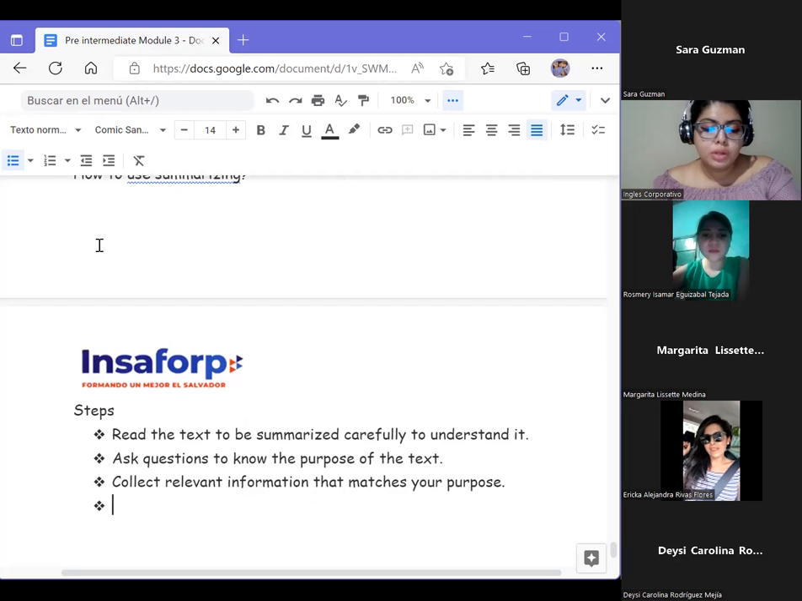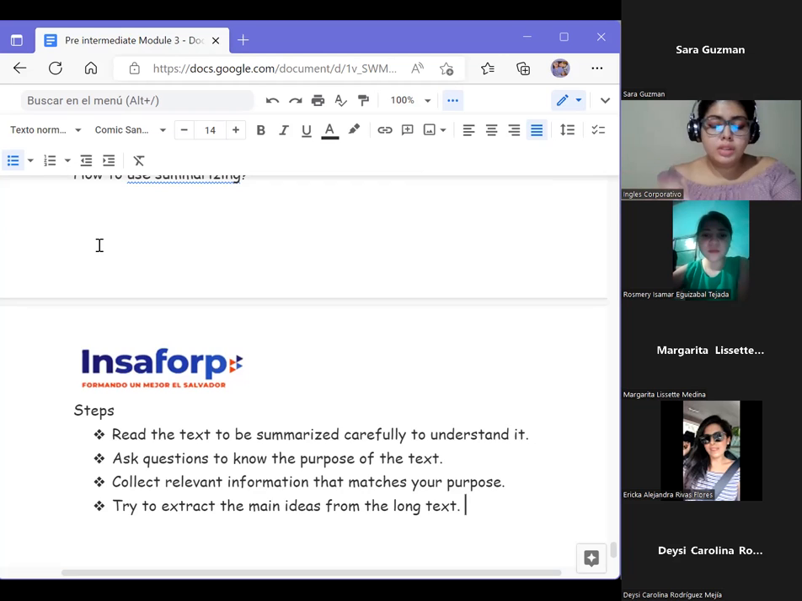Then it says, try to extract the main ideas from the long text, which seems relevant. So in this case, the parts that are very relevant are the main idea. Also, we can try to distinguish between the main points and the subsidiary points. We can try to delete all the unimportant sentences that are not necessary. Also, we can try to find synonyms of some words, but don't change the meaning of the sentence.